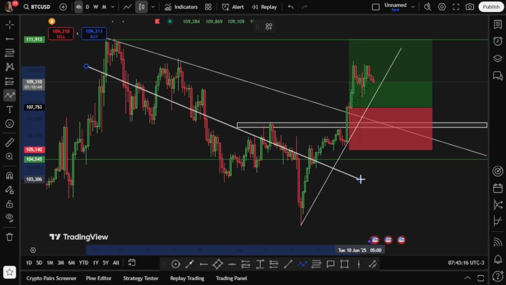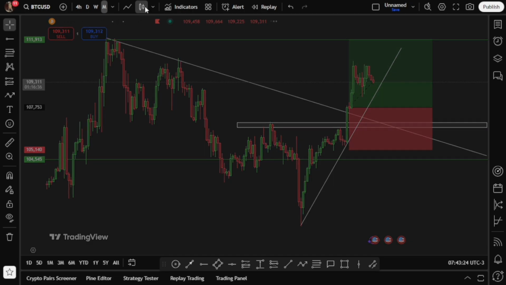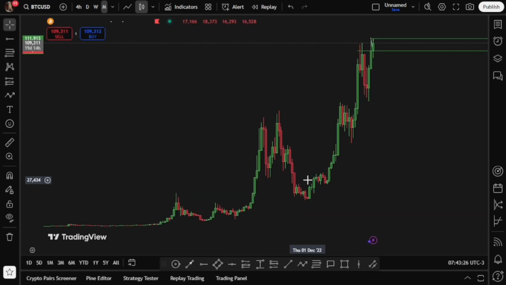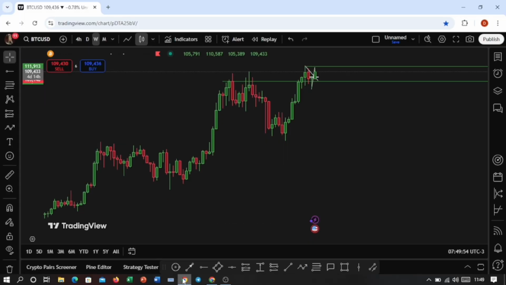So the overall trend, the overall direction of BTC, pardon me guys. If you go to the monthly time frame, you see that the overall direction of BTC is trending to the upside, guys.